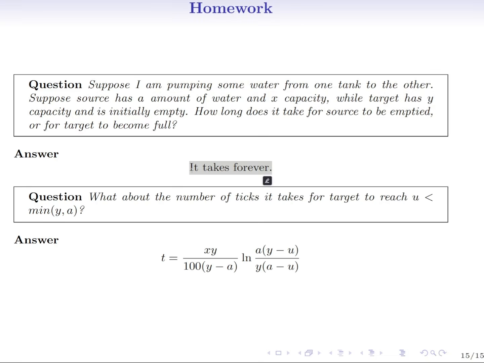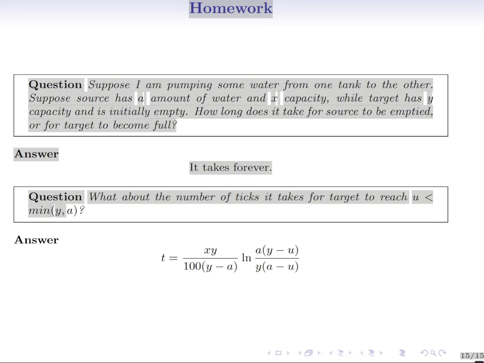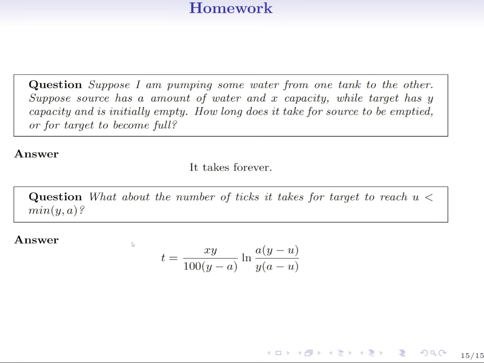Well, this would be a direct contradiction to what we have observed in Factorio. So you could try to figure out how it really works in Factorio. Okay? Let's suppose in this hypothetical situation, I'd like you to compute the number of ticks it takes for the target to reach a value u that's less than the minimum of y and a. And I can tell you the answer. The answer is x times y over 100 (y minus a) times ln of ((a times y minus u) over (y times a minus u)).